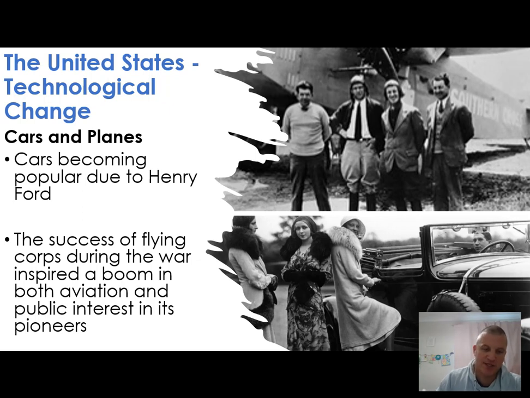Technologically, America leads the way with many new inventions. Things like vacuum cleaners are invented and become really popular during this time. But particularly transport, cars become popular. Henry Ford sets up an assembly line so that he can assemble cars 4 times quicker. That means that they're also cheaper. He gives his employees a 5-day work week, and makes sure they've got enough money to buy a car.